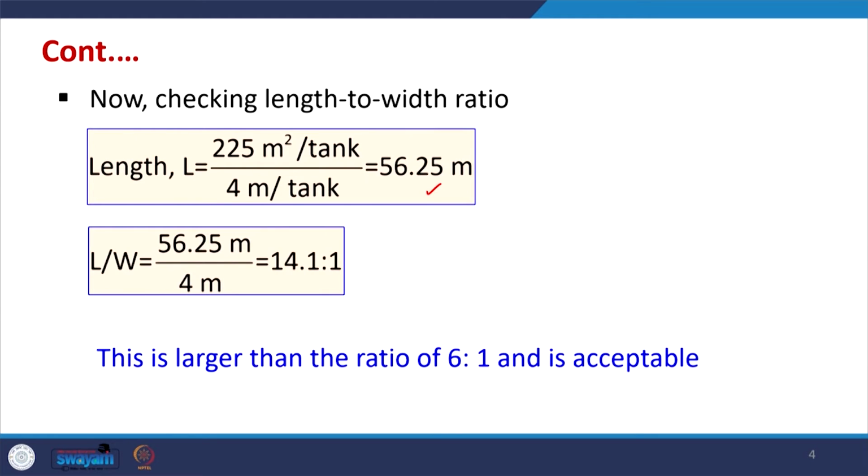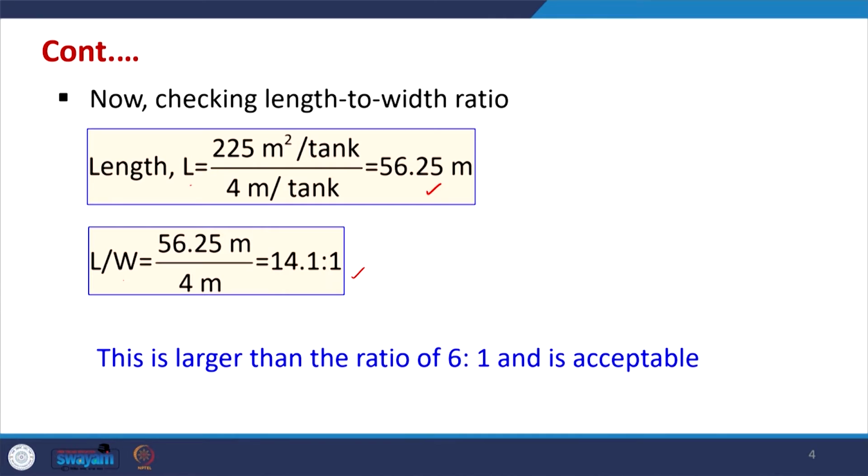Now, under this condition the L by W value, because L is known and width is known, comes to 14.1:1. This value is larger than the 6:1 value which was given in the previous lecture. So, it may be considered acceptable and we may go ahead and cross check whether we are meeting all the criteria with respect to the design of a sedimentation basin or not.